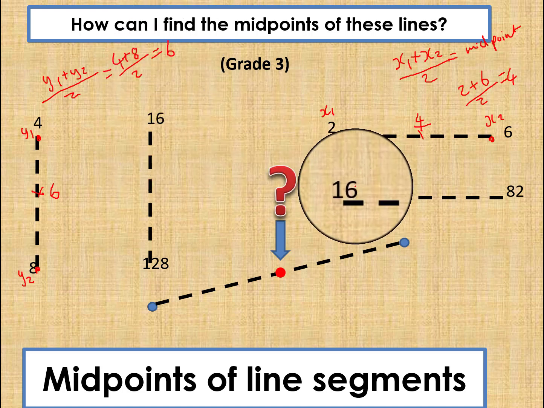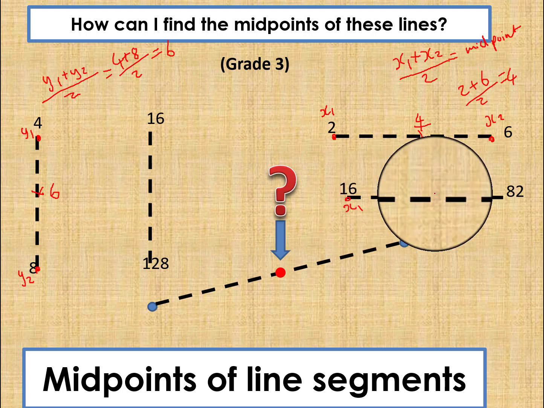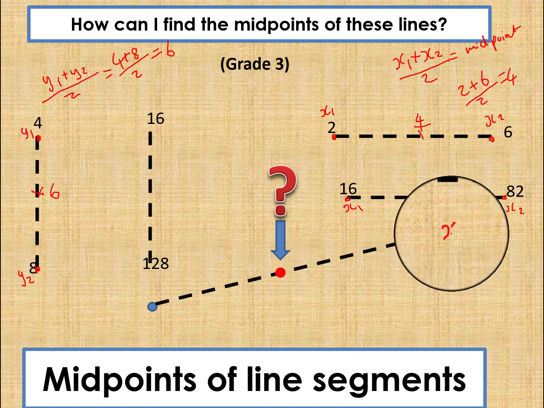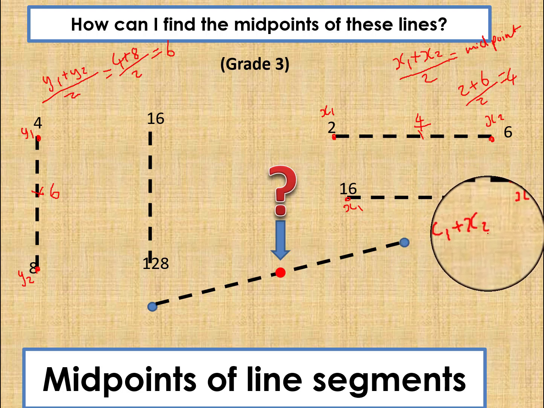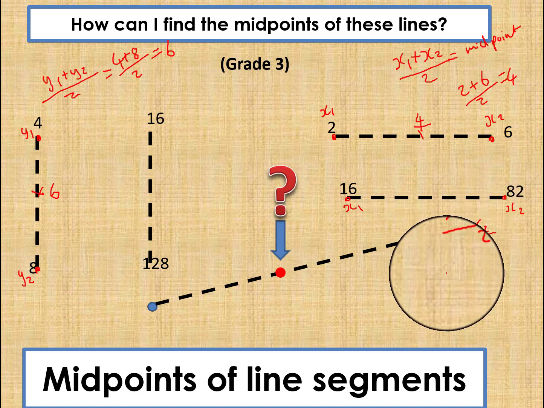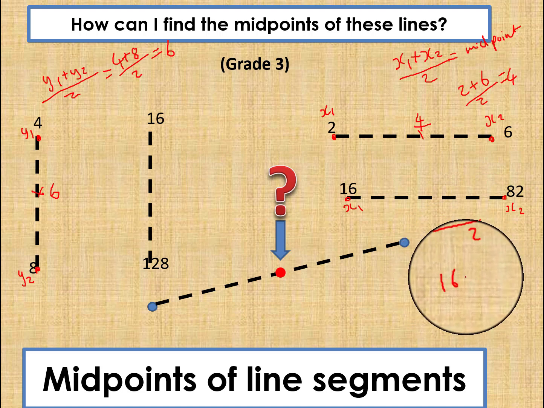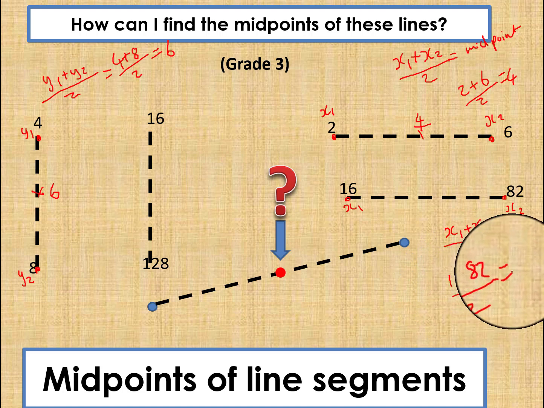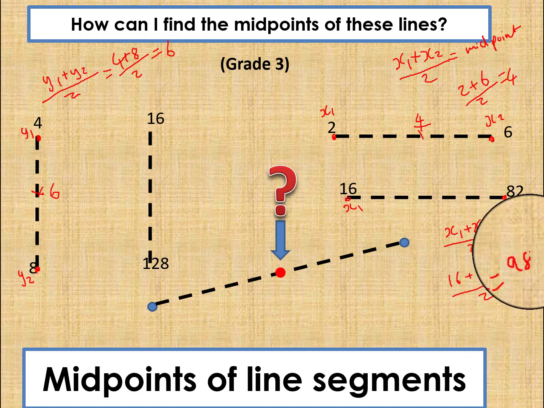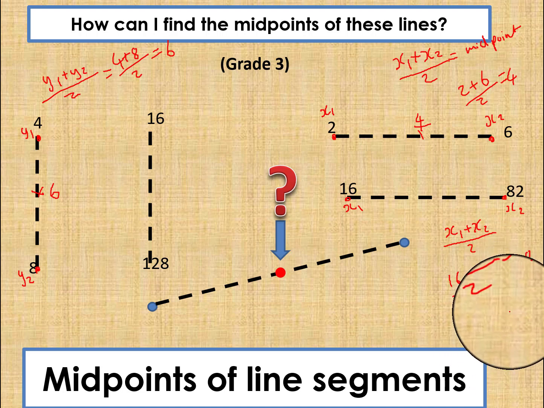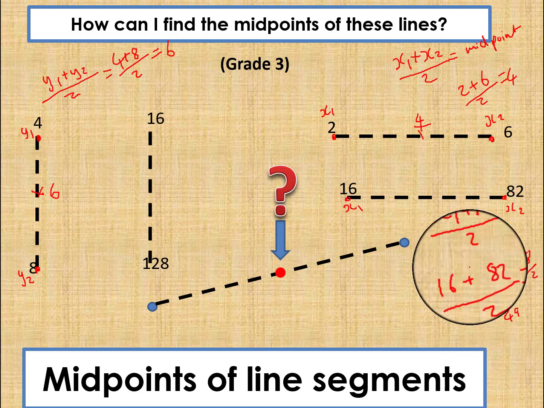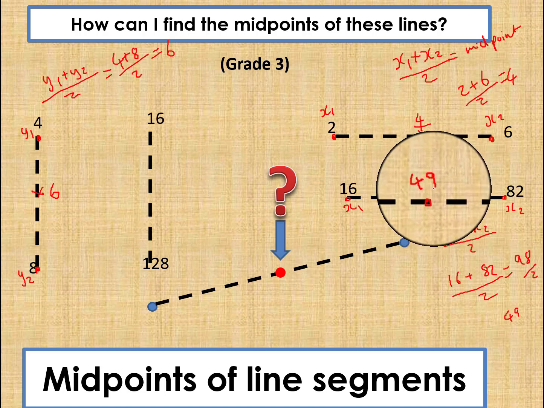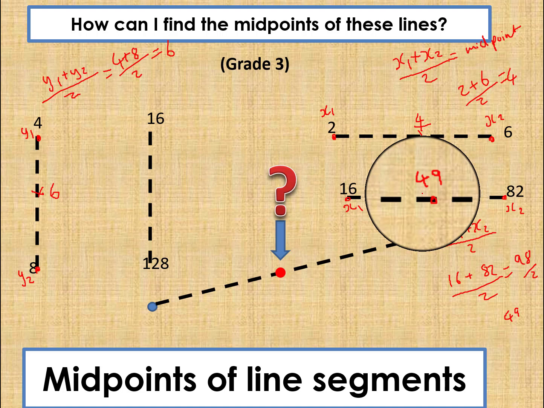So now we can apply this to this. Let's call this x1, call that x2. So we've got x1 plus the second point divided by 2. That's going to be 16 plus 82 divided by 2. Now 16 plus 82 is 98 divided by 2, and you'll know that is 49. And that would be right in the middle of those two numbers.